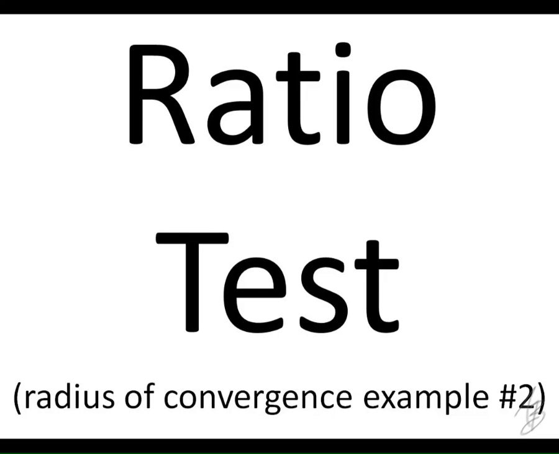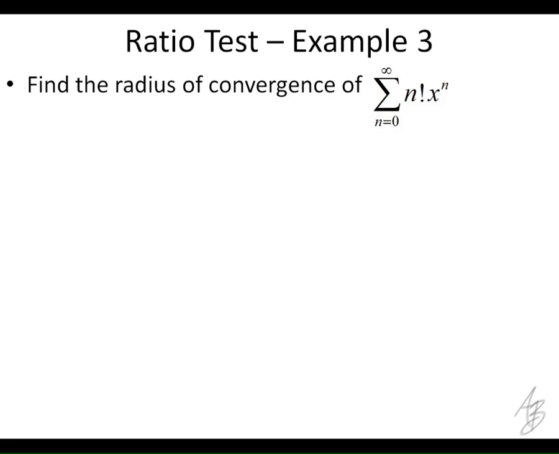Let's look at one other example of the ratio test. So we want to find the radius of convergence for this particular series here. We'll go through this quickly. We'll set up the limit of the terms. So limit as n approaches infinity of a sub n plus 1 over a sub n.